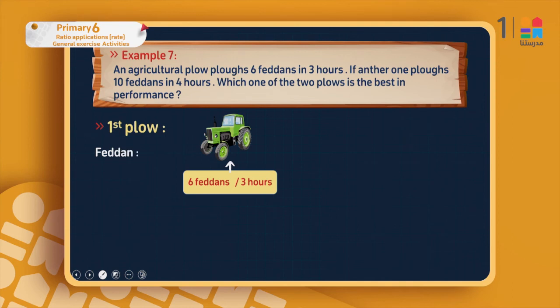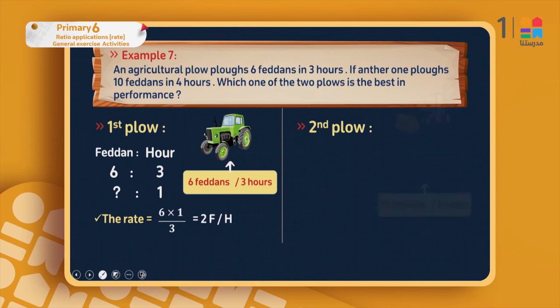Okay, the first one, I am going to make feddan to hours. Yes, these are my terms. I'm comparing here between feddans and hours. I have 6 feddans in 3 hours. So in 1 hour, I need how many feddans? So I will make cross multiplication here to know the rate. 6 times 1 divided by 3 equals 2 feddans per hour. It means the tractor is going to plow 2 feddans for every 1 hour.